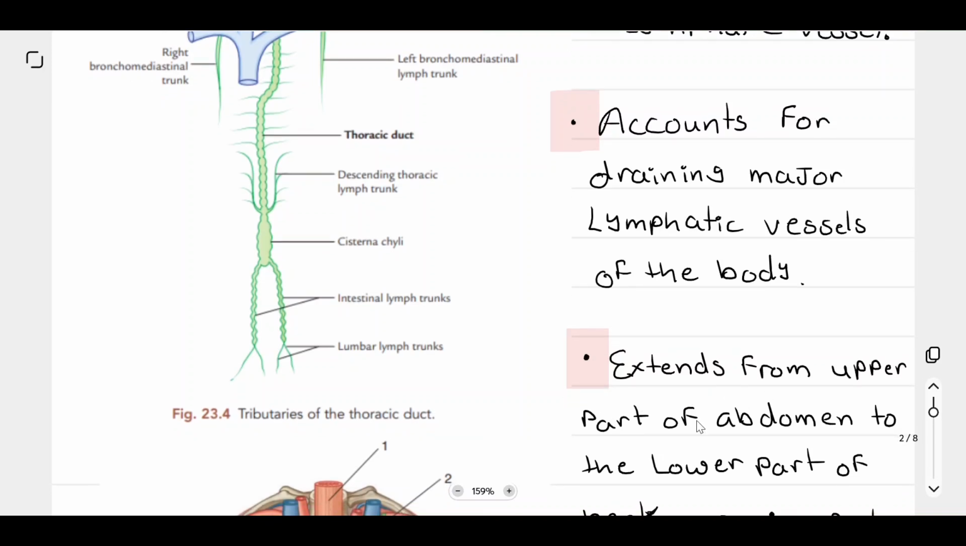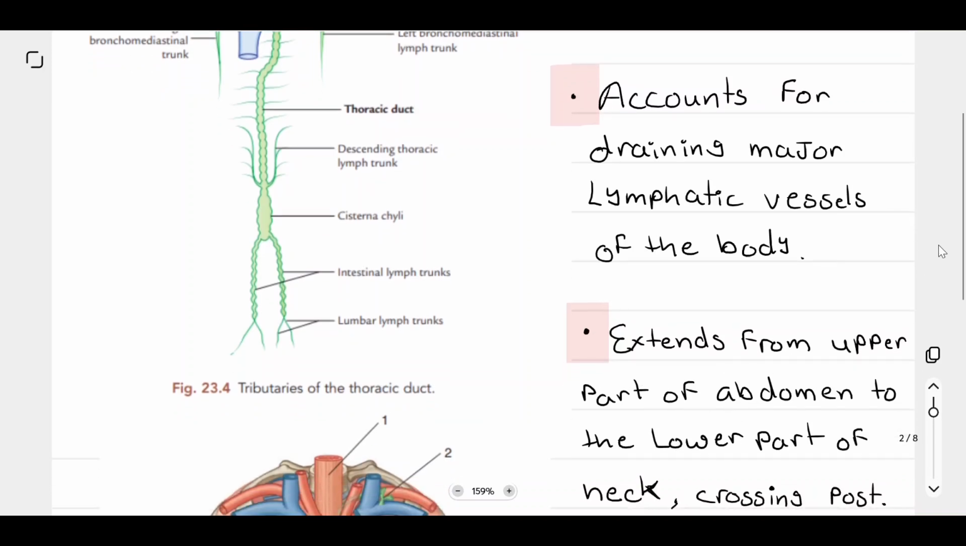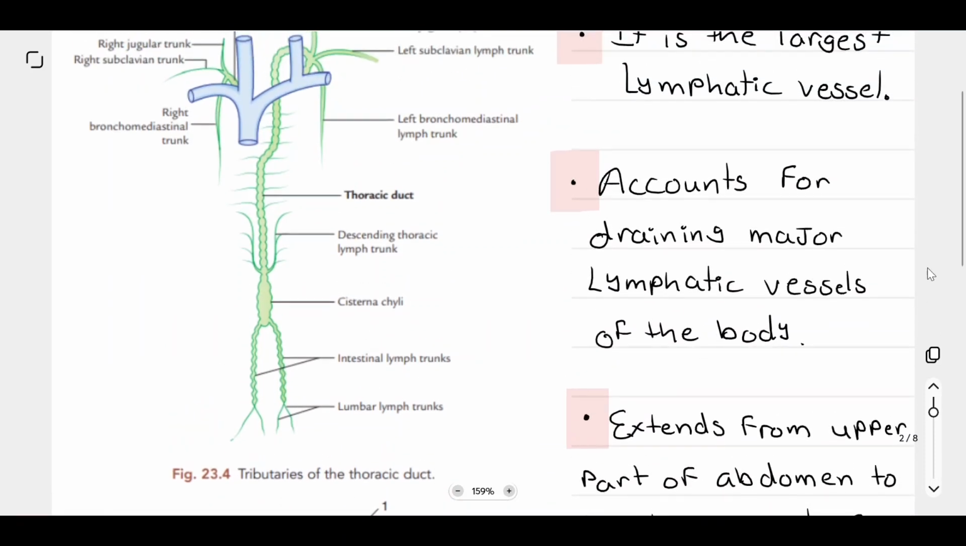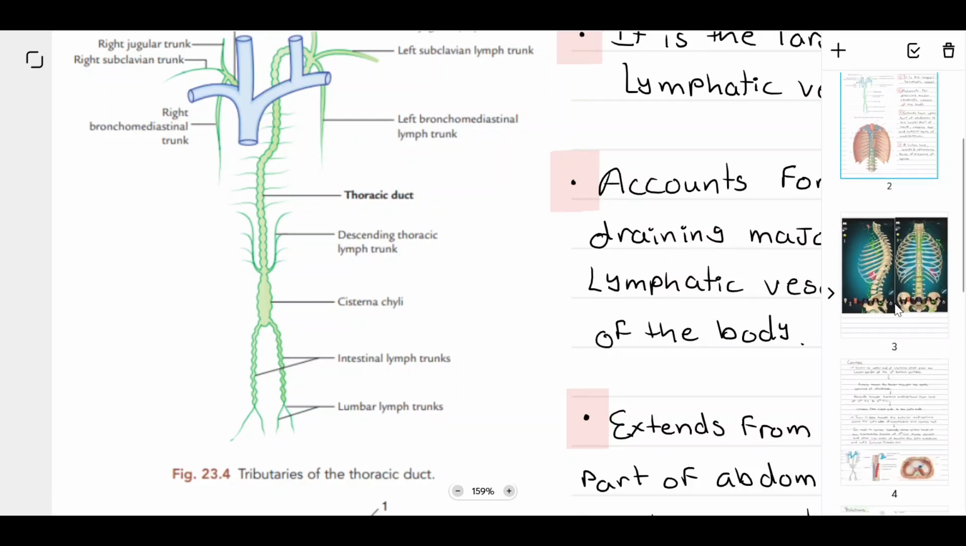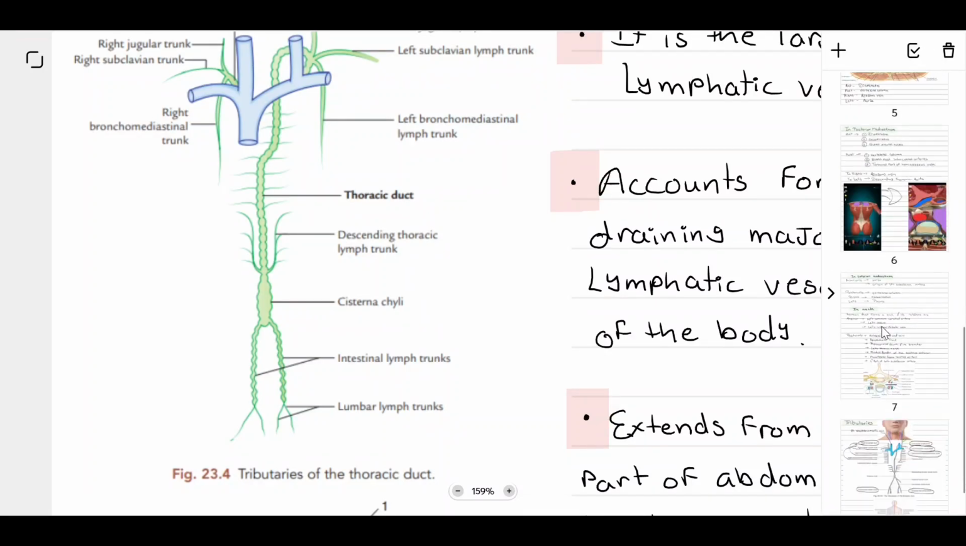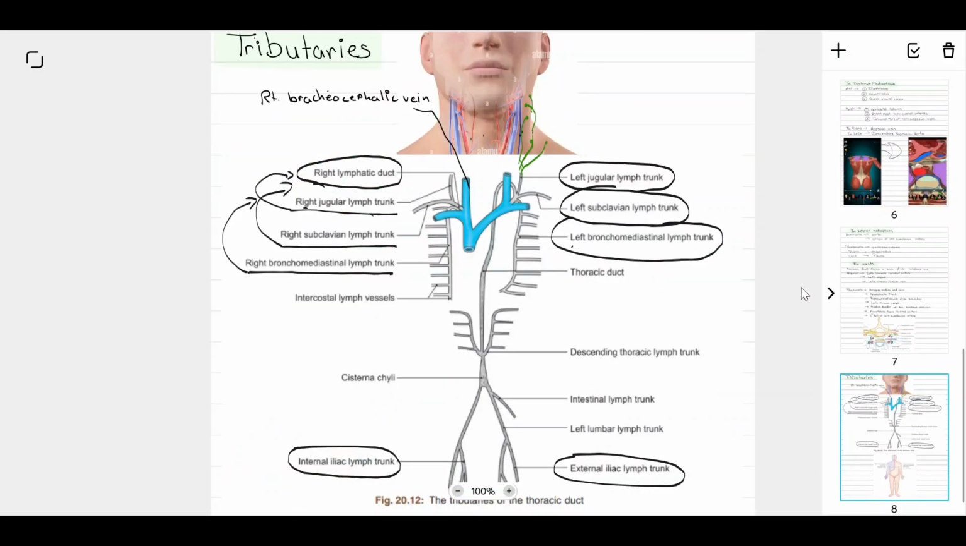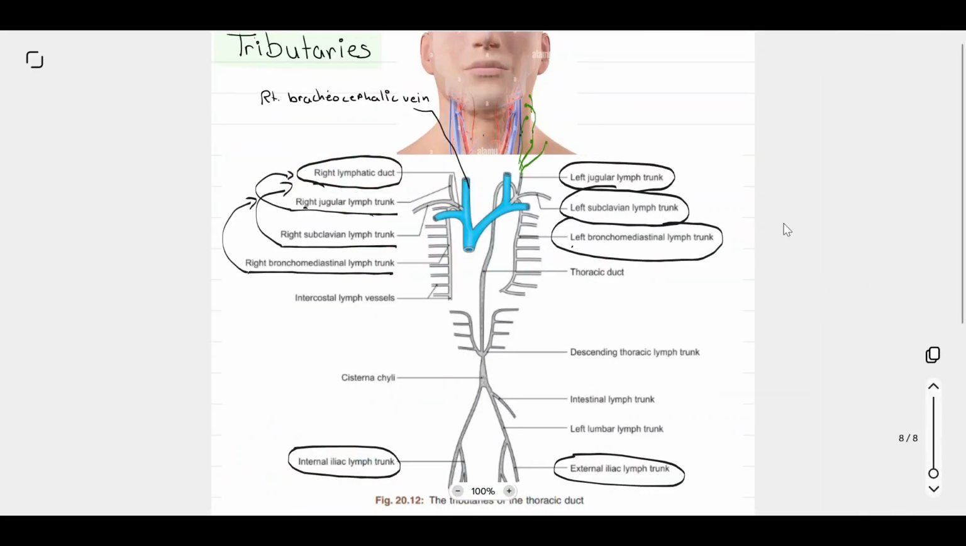Now, it extends from the upper part of the abdomen to the lower part of the neck. Just to give you an orientation, we'll be covering this slide in upcoming slides. This diagram is just to orient you to where the thoracic duct lies. It extends from the lower part of the neck to the upper part of the abdomen.